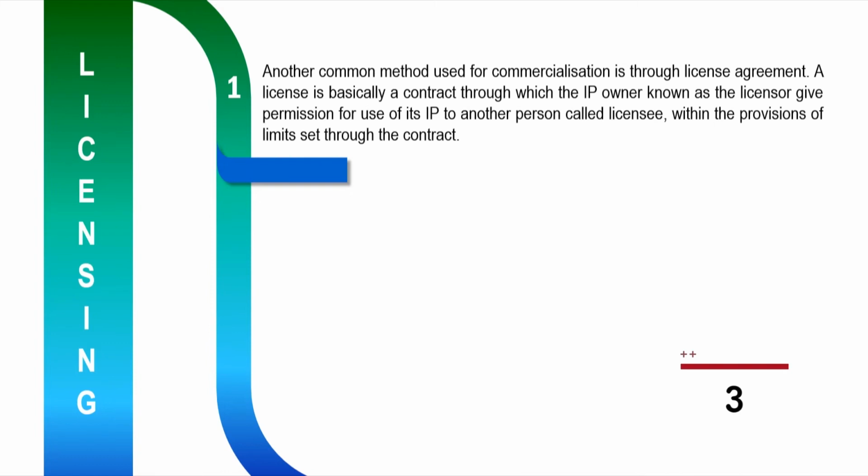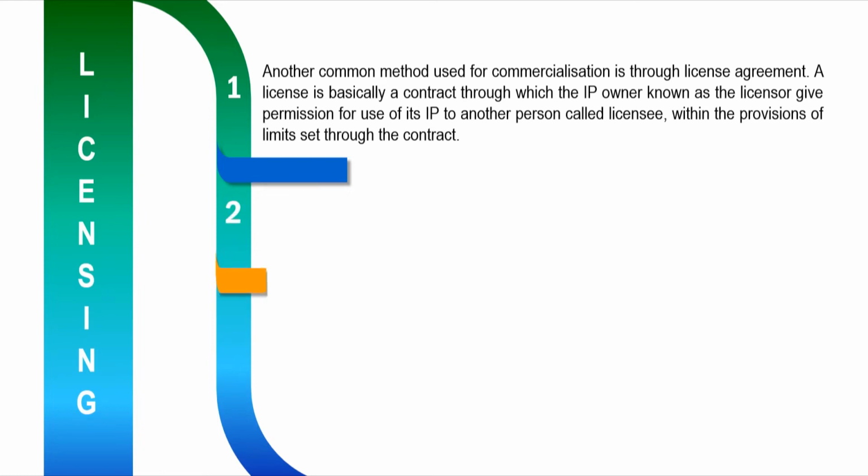The third technique is through licensing. Another common method used for commercialization is through a license agreement. A license is basically a contract through which the IP owner, known as the licensor, gives permission for use of the IP to another person, who is known as the licensee, within the limits set through the contract. So, through the contract, rights are given from the licensor to a new party known as the licensee.